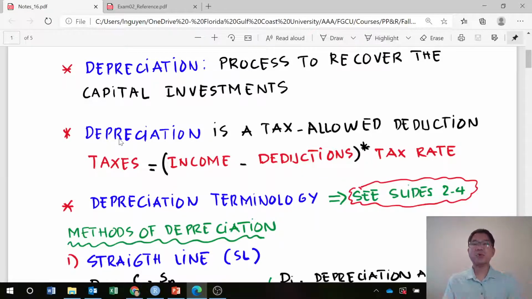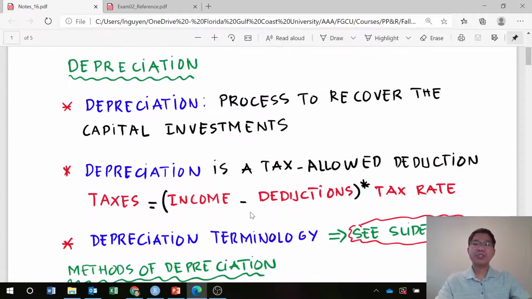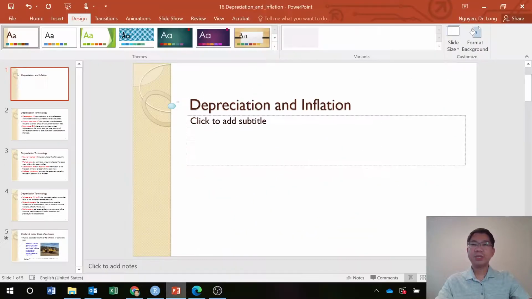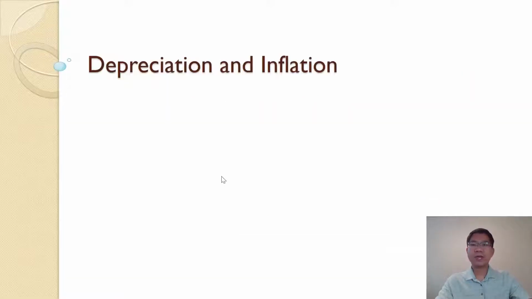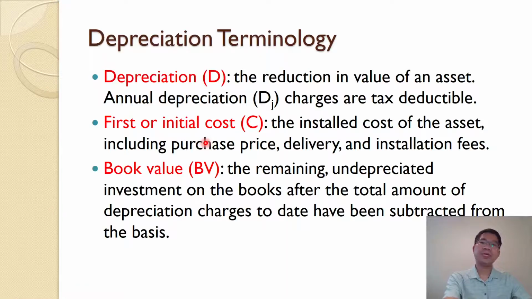For example, in personal income, childcare costs for a family can be a deduction in this equation to determine the tax for personal income. And then you times the tax rate. So again, depreciation is considered one component in the deductions. Now for the terminology of depreciation that I am going to use in the slides, let's go over that. What are the terminologies used in depreciation?